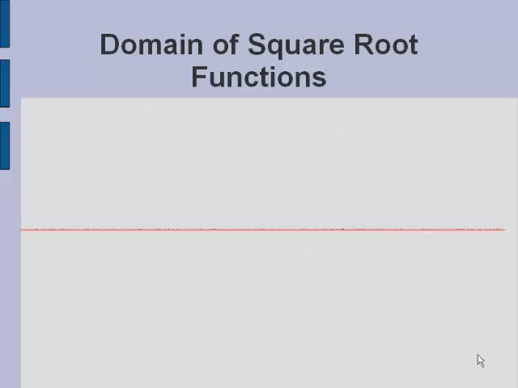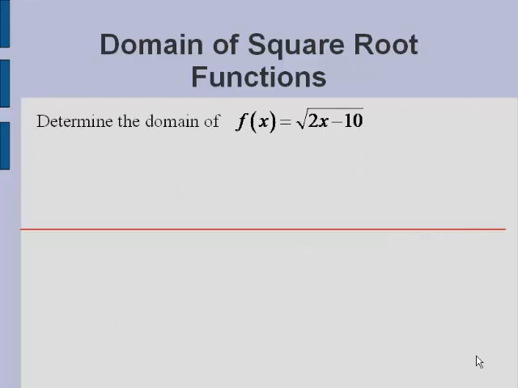So let's look at a couple more radical functions. I'll work through this one with you. Let's determine the domain of f of x equals the square root of 2x minus 10. Again, this is a square root function, and we want it to be defined, so we need 2x minus 10 to be greater than or equal to 0.